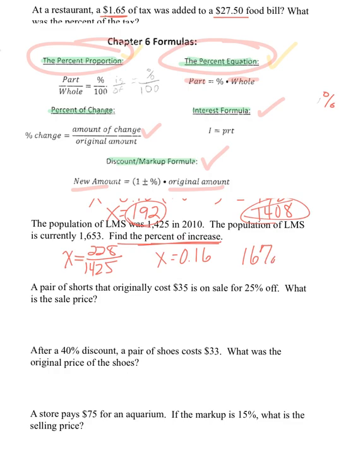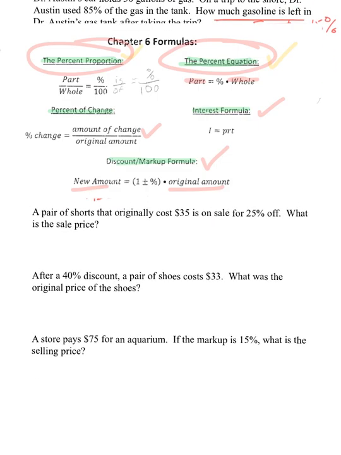So again, read the problem. What's it asking me to find? Which formula makes sense? A pair of shoes that originally cost $35 are on sale for 25% off. What is the sale price? Am I looking for part to whole? Am I looking for interest? Am I looking for a percentage? Or am I looking for a new amount? We're looking for that new amount.